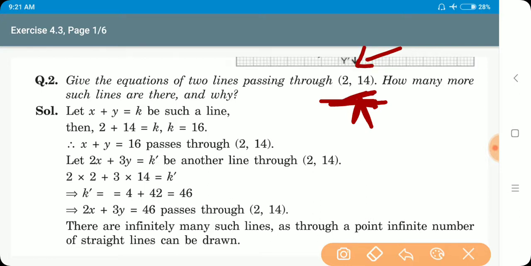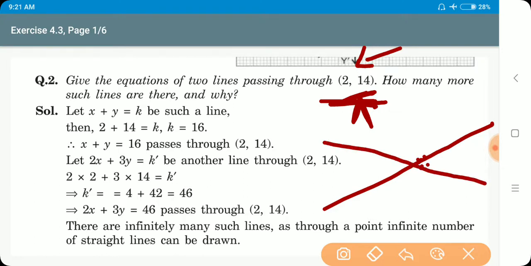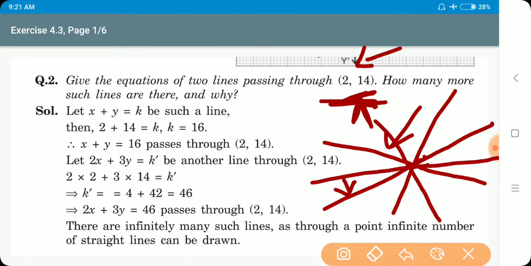This is one point, and suppose this is that point. So suppose one line is passing here, one line is here. This line's equation will be different from this line's equation. After that he's asking how many lines. So you know through a single point, so many lines can pass. Infinite lines can pass. So your answer is there are infinitely many such lines. Okay, first answer clear.